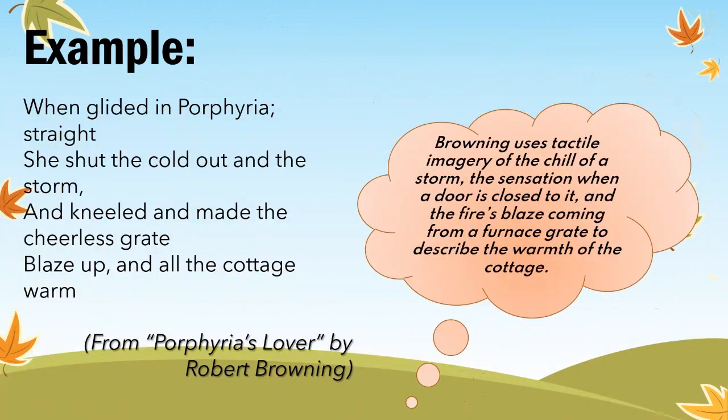Example, Porphyria's Lover by Robert Browning. Browning, or the poet, uses tactile imagery to illustrate the chill of a storm, the sensation when a door is close to it, and the fire's blaze coming from the furnace, so that the reader may imagine the warmth of the cottage illustrated in the stanza. So that is what we call tactile imagery, what we feel as a reader.